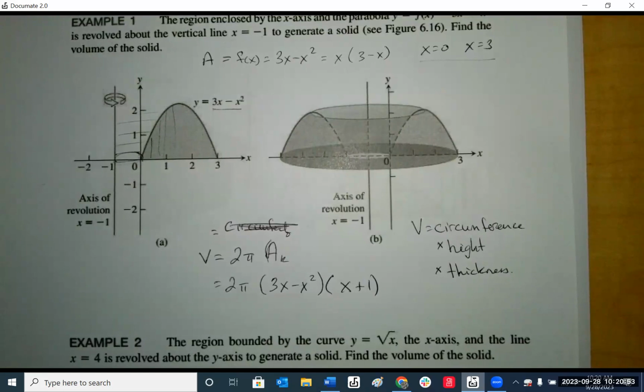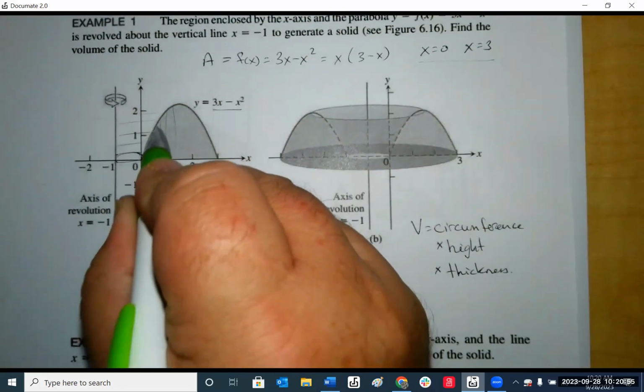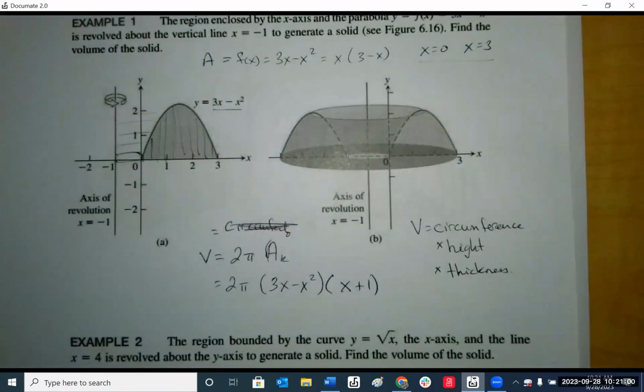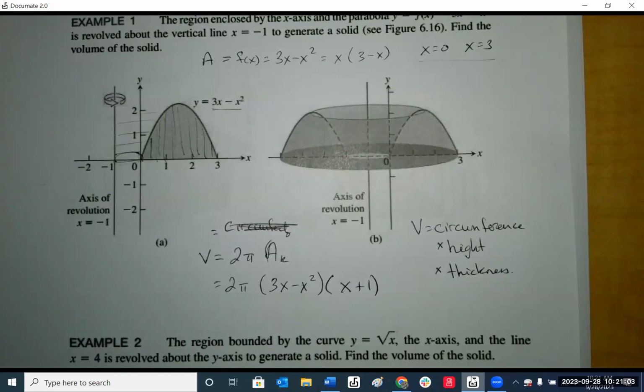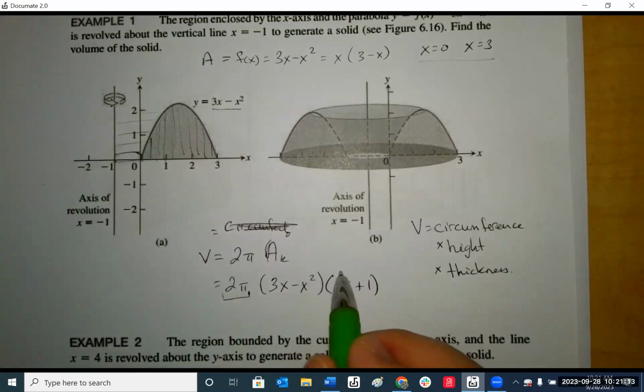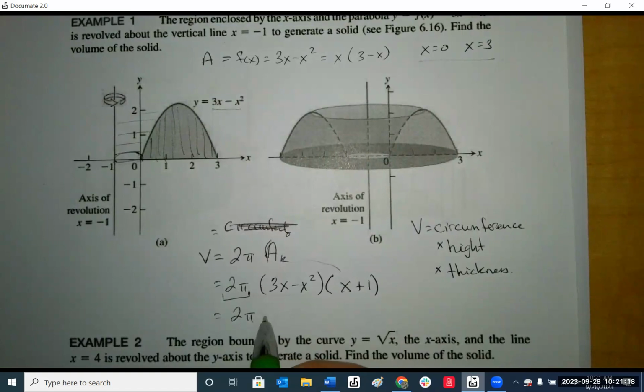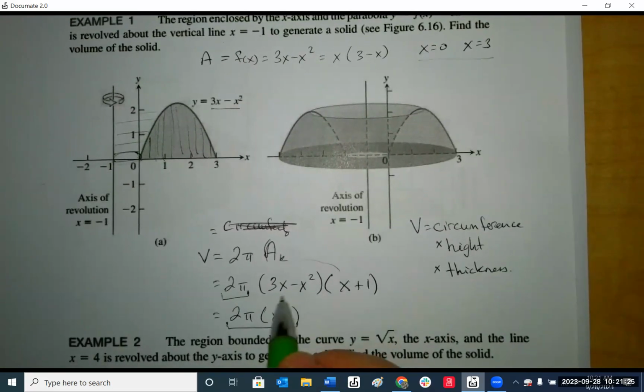Because remember, what are we doing here? We're slicing this thing into equal size chunks. So here's the circumference with the radius. I'm sorry, that should go here. This is actually the radius. So we should have 2 pi r. This is the circumference. The height is the function.